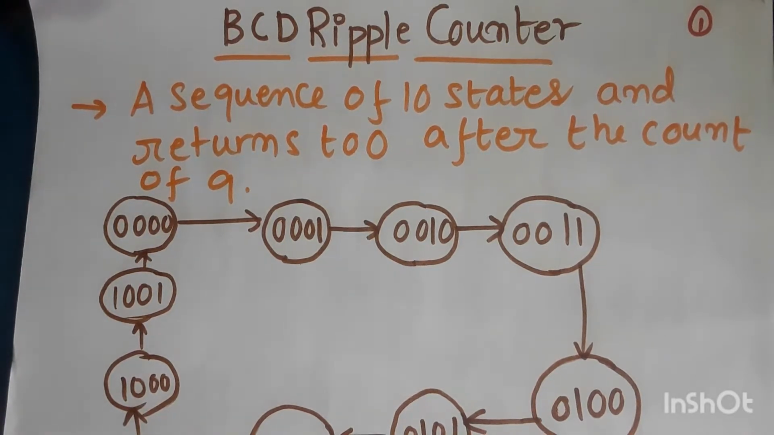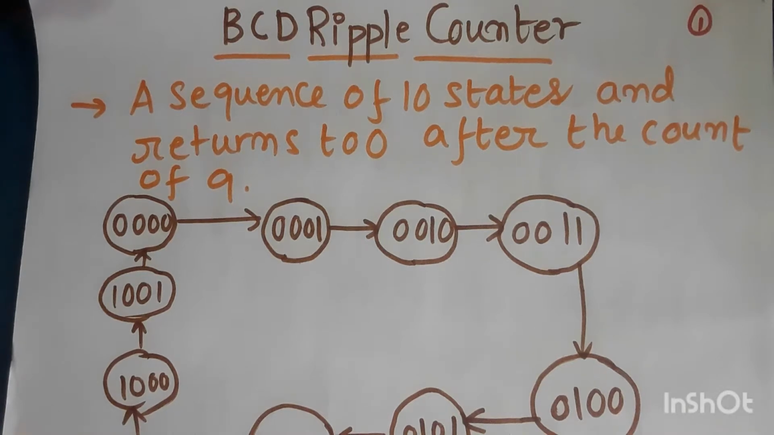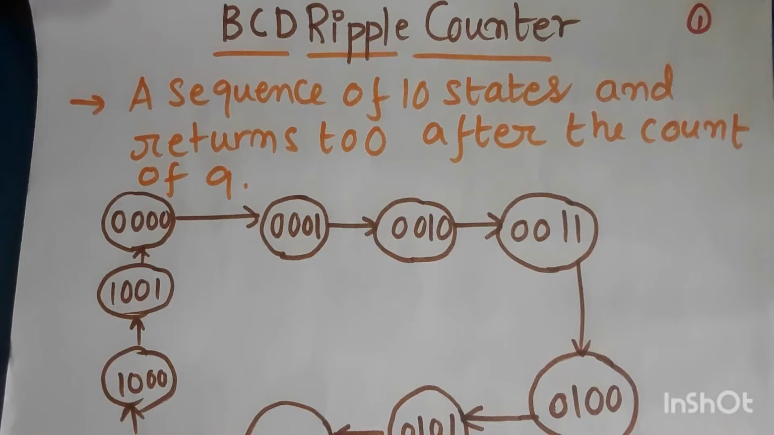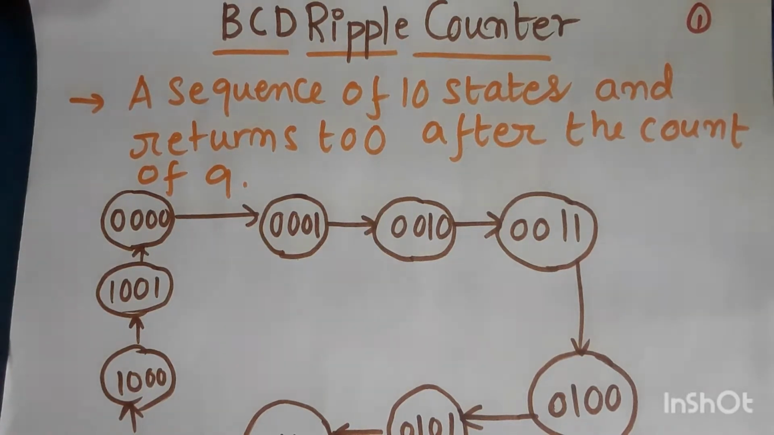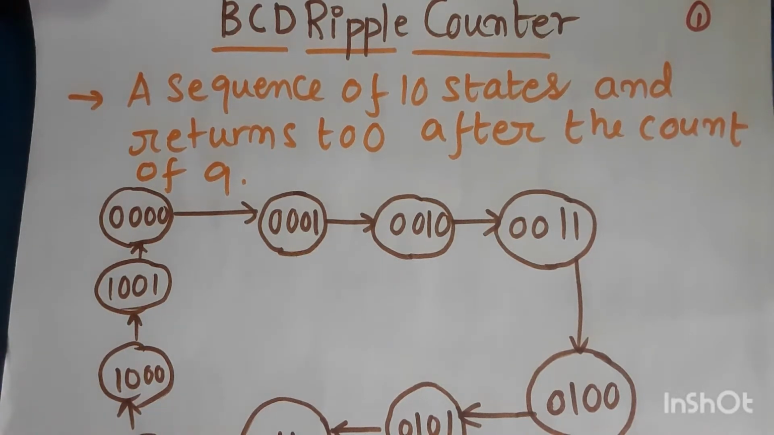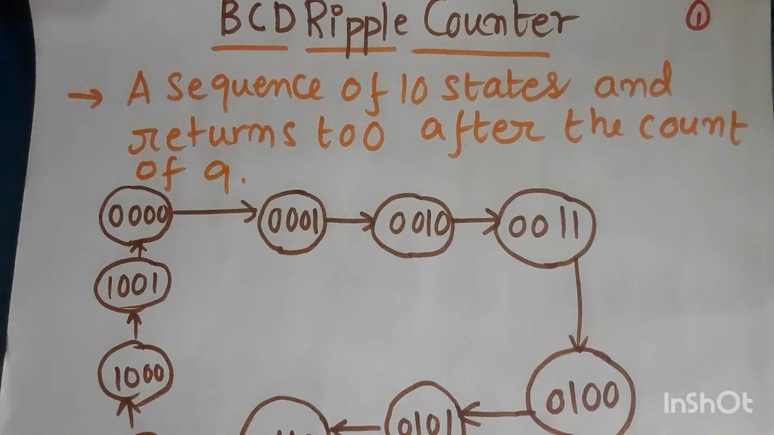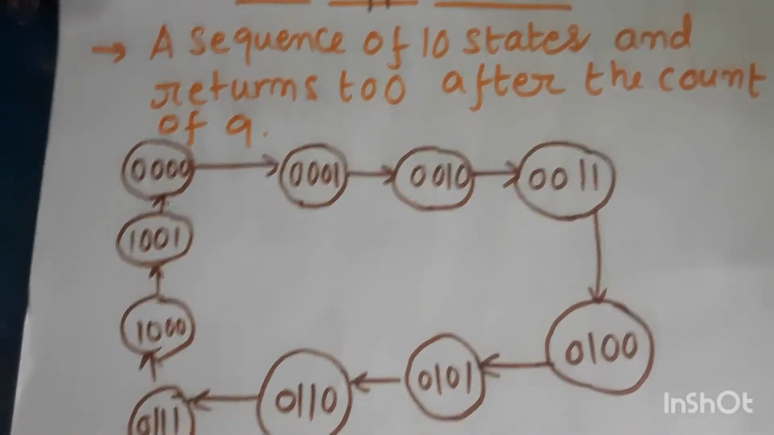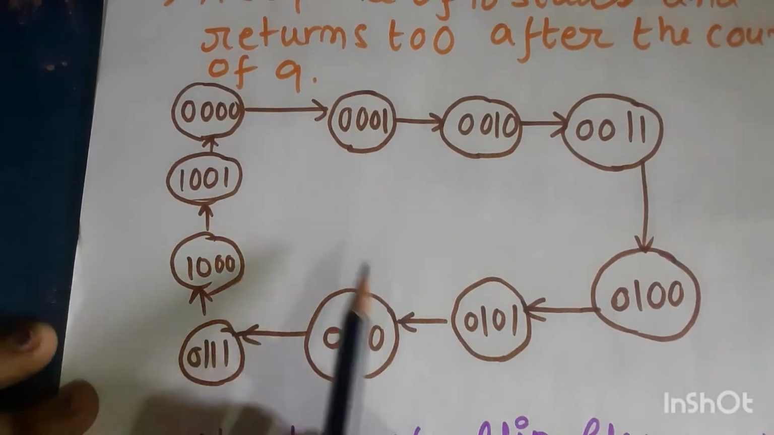Today we are going to design a BCD ripple counter, which is also called a decade counter. What do you mean by decade? We will have 10 states. A sequence of 10 states will be there, and after the 10th state, the state diagram will move to 0 again. Here I have shown the state diagram, the 10 states.